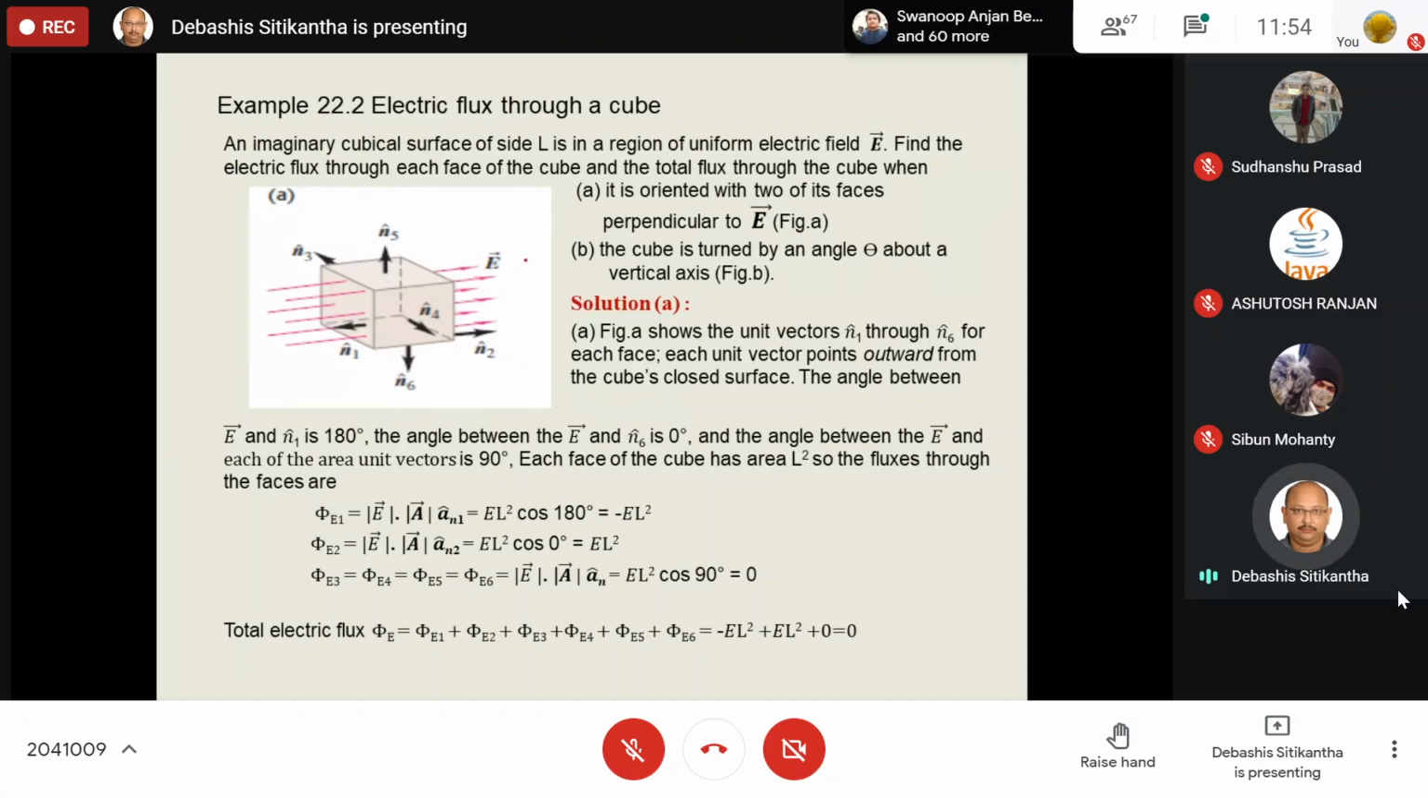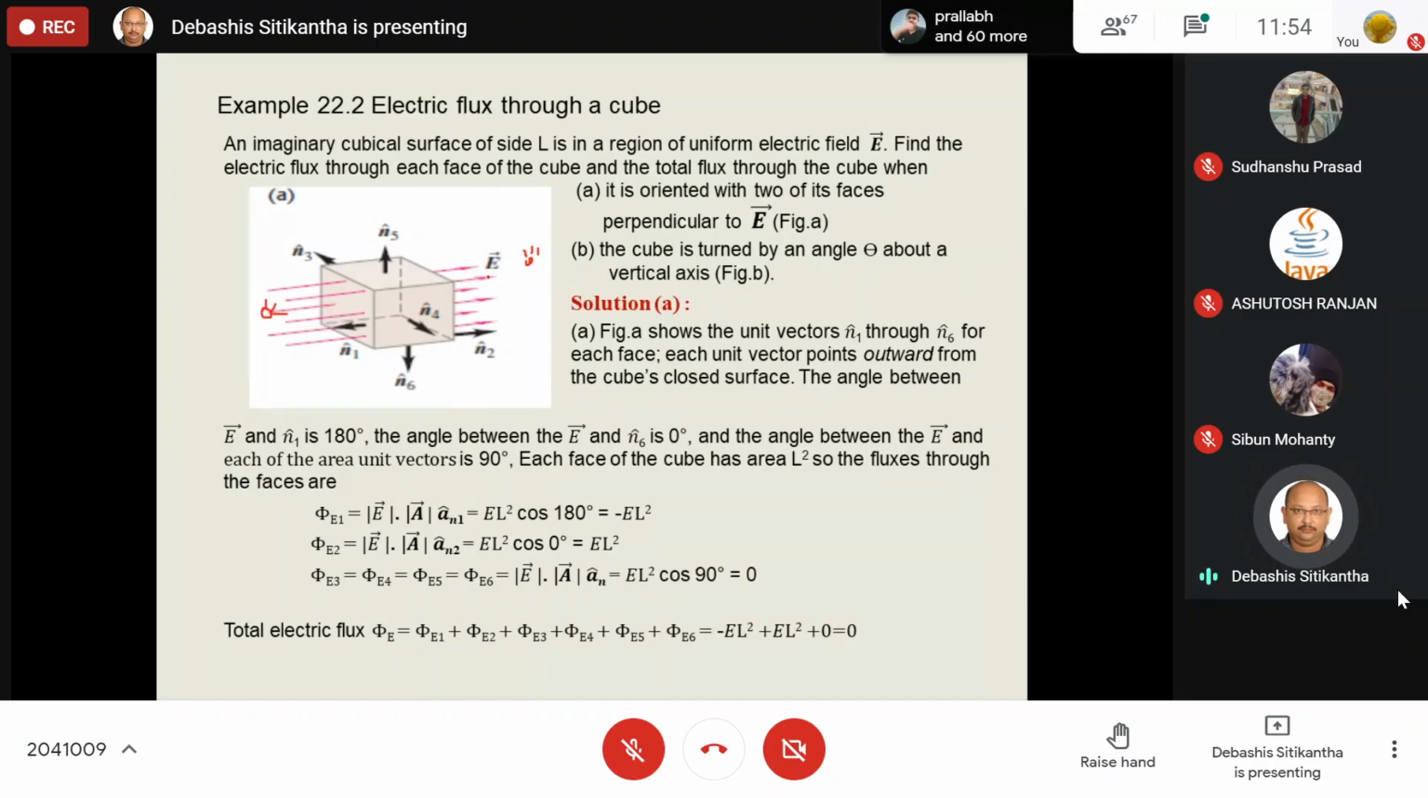Now suppose you are placing your eye just in front of this face, that is given by N4 cap. In that case, you will see only the flux lines coming out. Similarly, if you see it from the back side, that is the area A1, you will say that all the flux is getting in. So in this case, if you try to judge the value of this electric flux, your answer will be wrong.